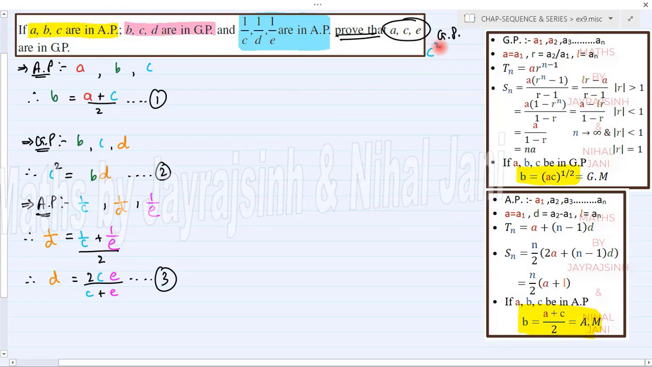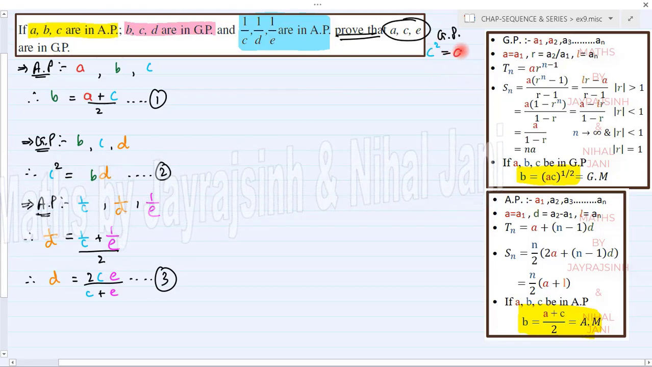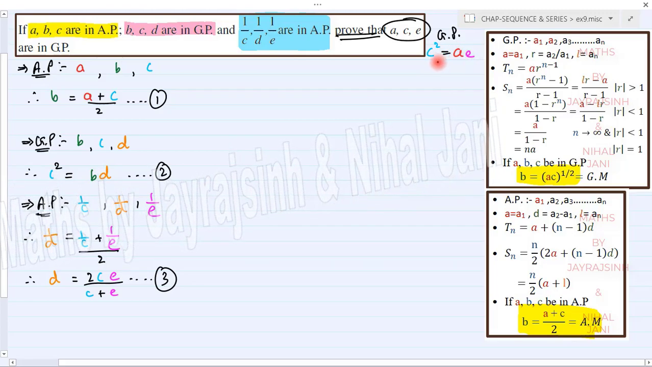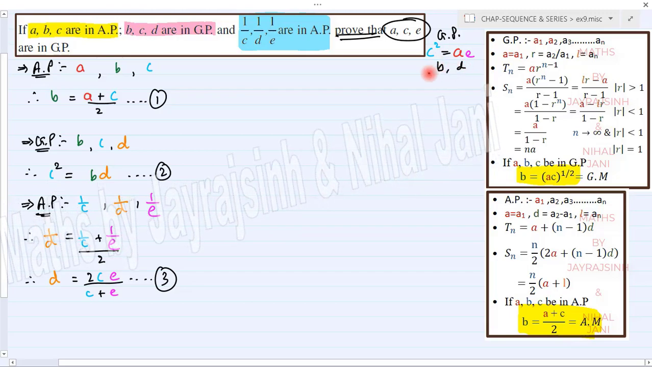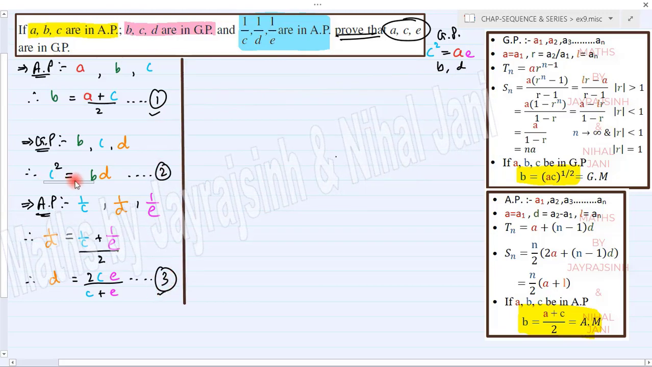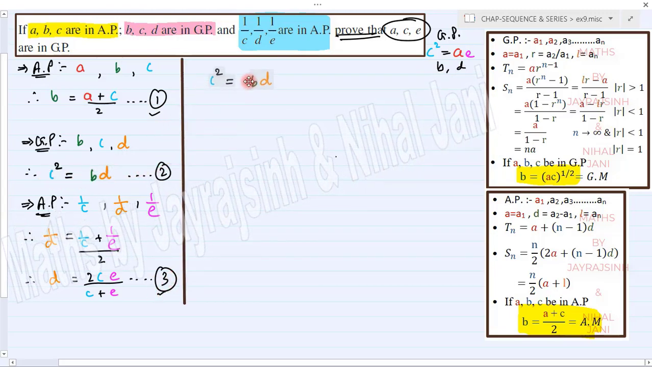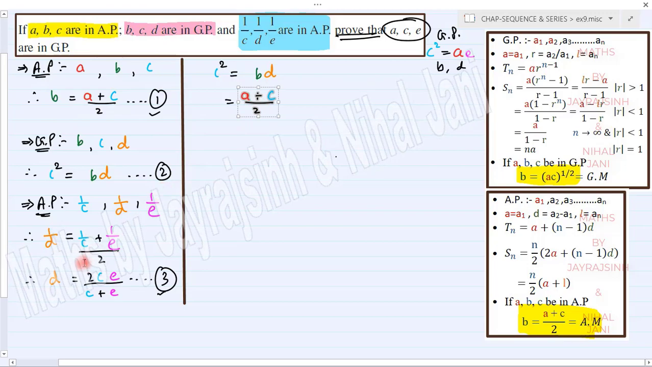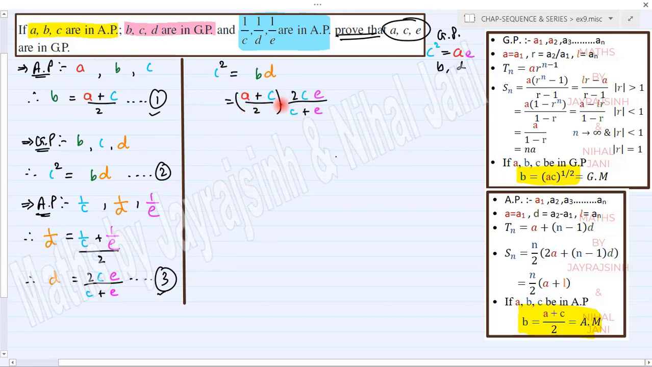We have to prove that A, C, E must be in GP, and for that we have to prove that C square is equal to A into E. So we need a relation between C, A and E. So we have to eliminate B and D, which is possible using the first and third equations. So let's take equation number 2 and substitute the value of B and D and try to simplify.